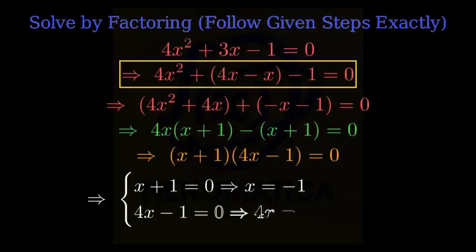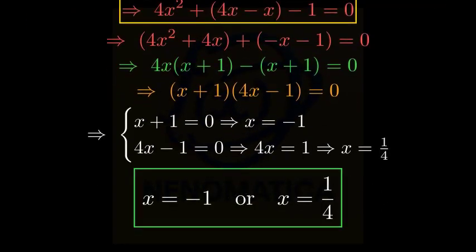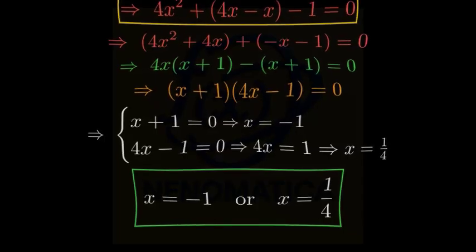Step 5. Use the zero product property. Set each factor equal to 0 and solve. X plus 1 equals 0 leads to x equals negative 1. 4x minus 1 equals 0 leads to 4x equals 1. So x equals 1/4. Therefore, the solutions are x equals negative 1 or x equals 1/4.